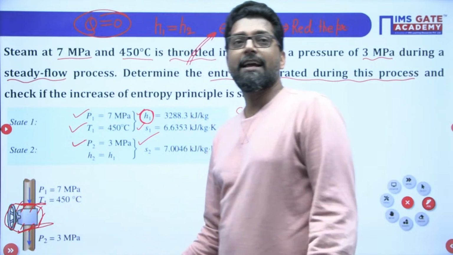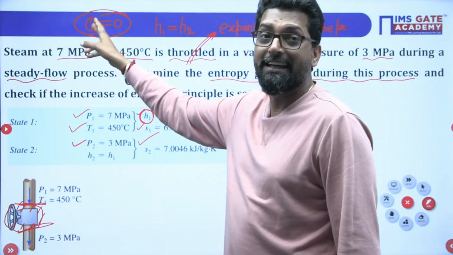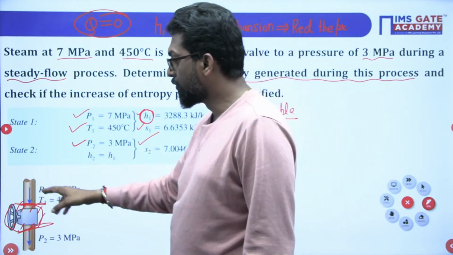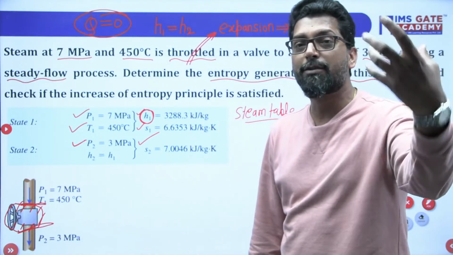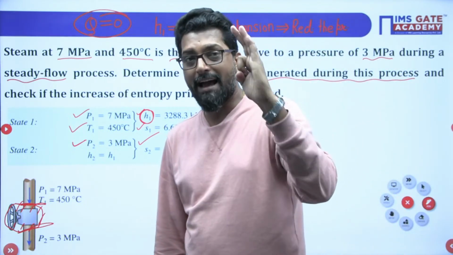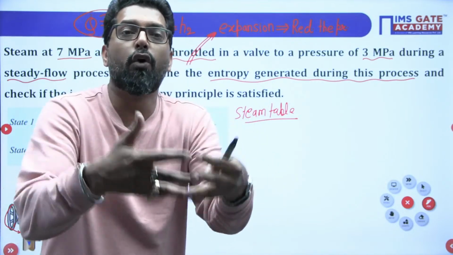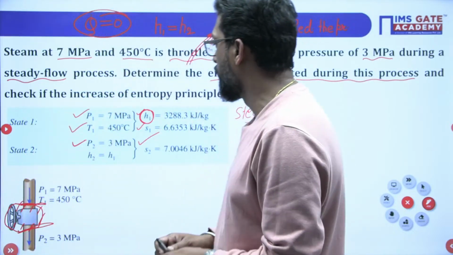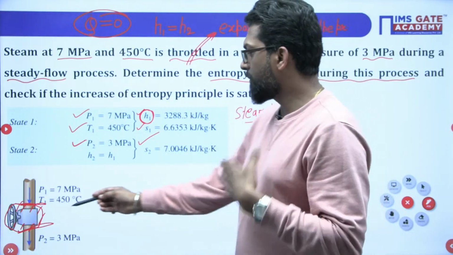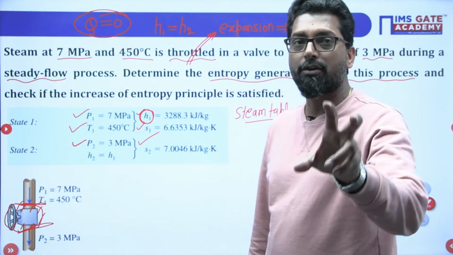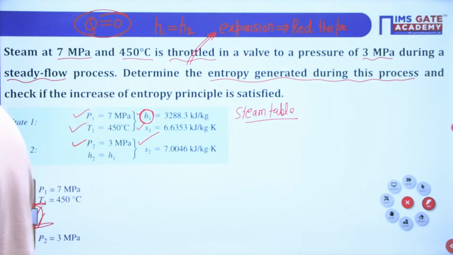So the entropy generation here is not due to heat transfer. The entropy generation is due to internal irreversibility. Why is the internal irreversibility there? Because throttling is a highly irreversible process. Why? Because throttling is a device in which the flow is restricted. That means there is a constraint to the flow of the fluid. If there is a constraint to the flow of the fluid, there must be an internal irreversibility. That means internal irreversibility will increase the entropy, and that entropy increase is known as entropy generation.